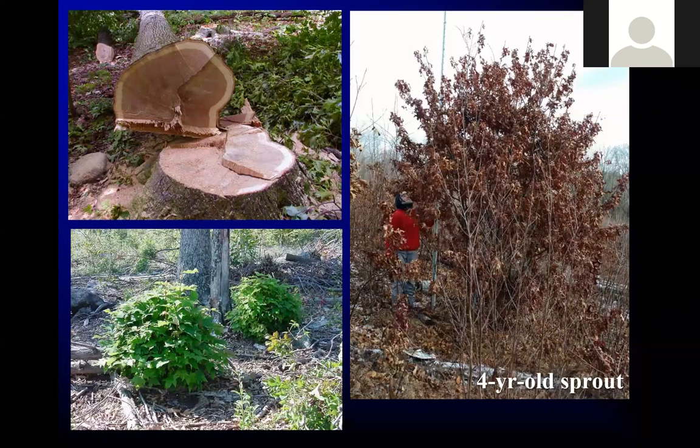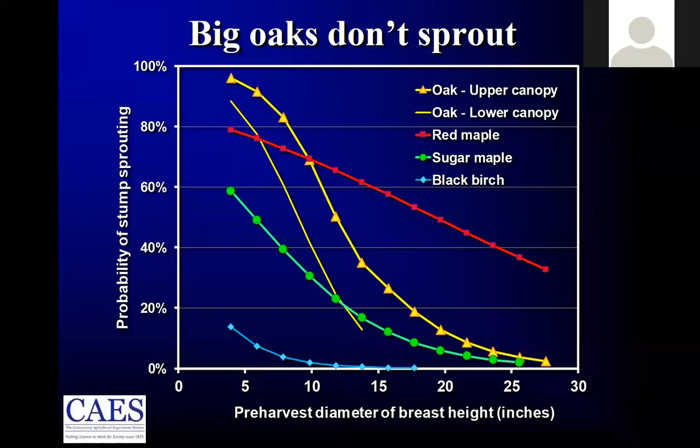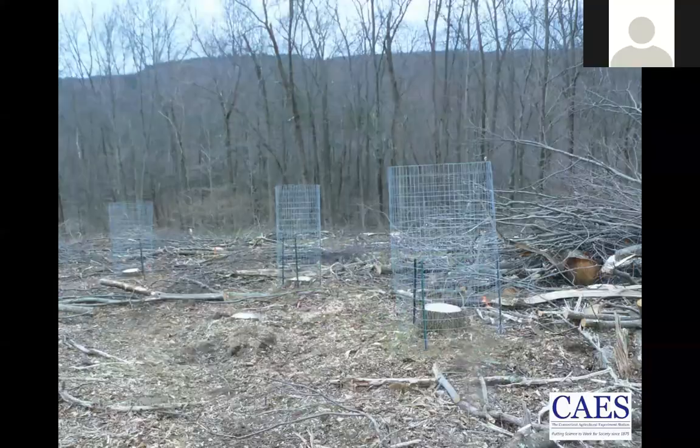Don't you wish every one of your oaks, four-year-old sprouts looked like that? Well, that was actually where we put a cage completely around oak stumps. And it's amazing how fast oak sprouts will grow if there's no browsing on them. Let me skip over that for time.